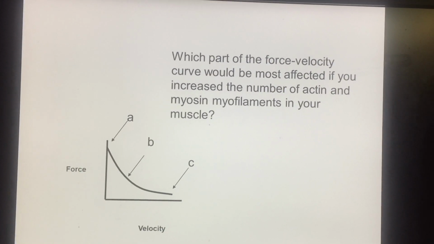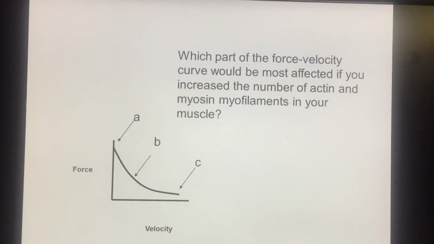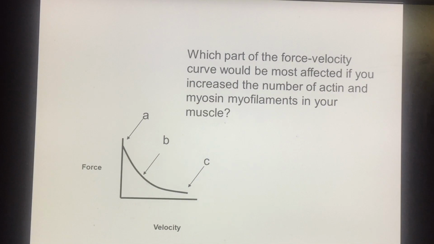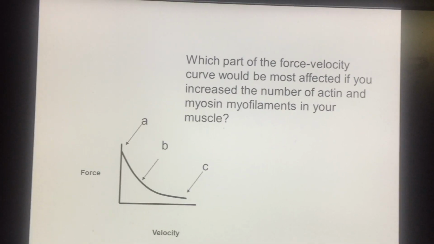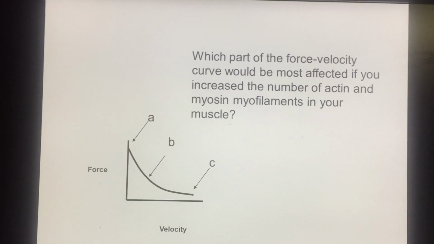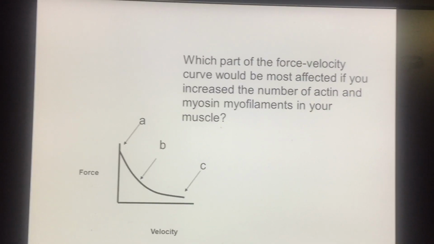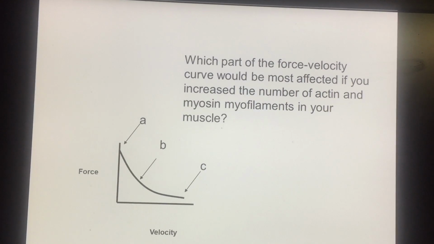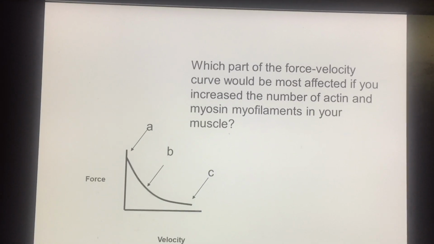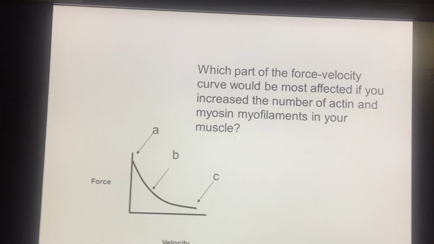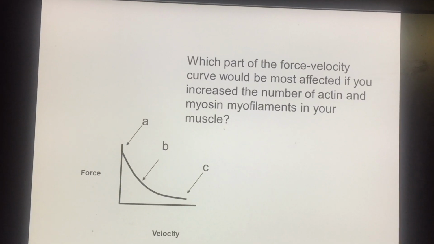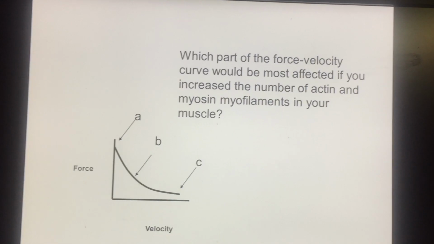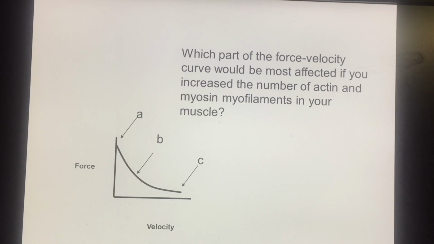The first question asks which part of the force velocity curve would be most affected if you increase the number of actin and myosin filaments in your muscle. So you have to think of the type of training that would most likely increase the number of those contractile proteins, your actin and myosin. The answer would be the traditional moderate to high intensity resistance training that is usually done at lower velocities.